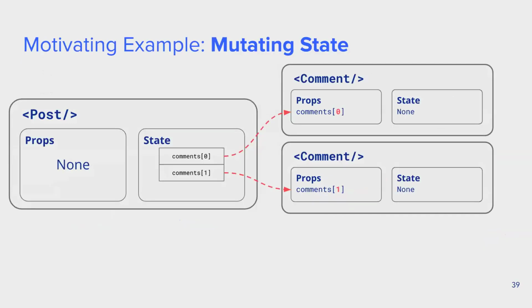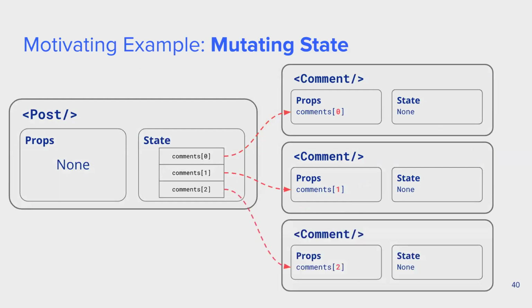So a motivating example of this in particular, let's say we want to mutate this state. Let's say we want to add another comment to the post. Let's say someone comes along and adds another comment to whatever post we have. We can easily just do that by adding another block to the array here. And what React can do is automatically render out a new comment with the new data that we added to the state. And again, because state is mutable, we're allowed to do this.